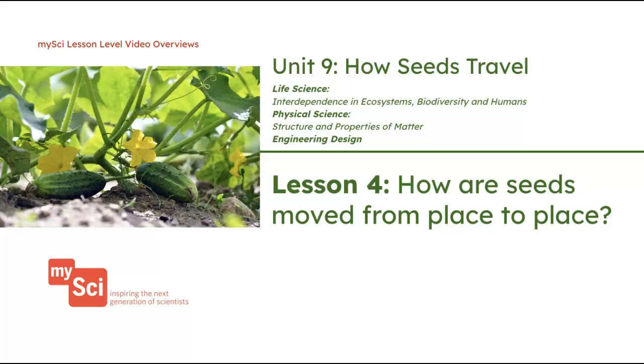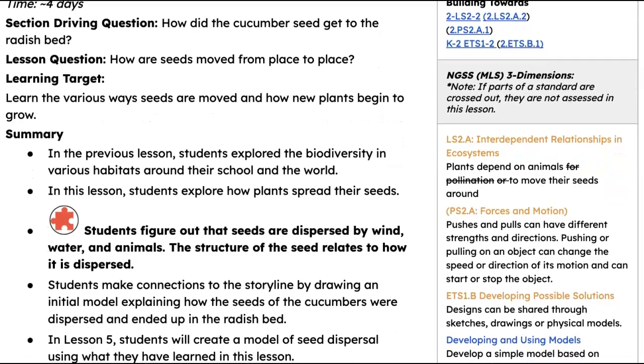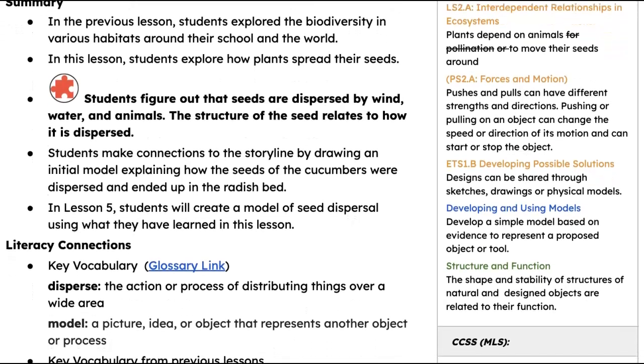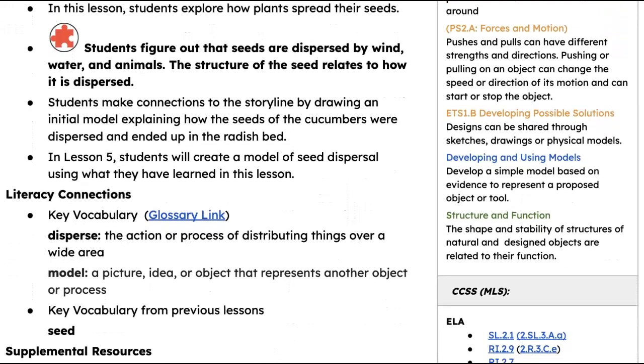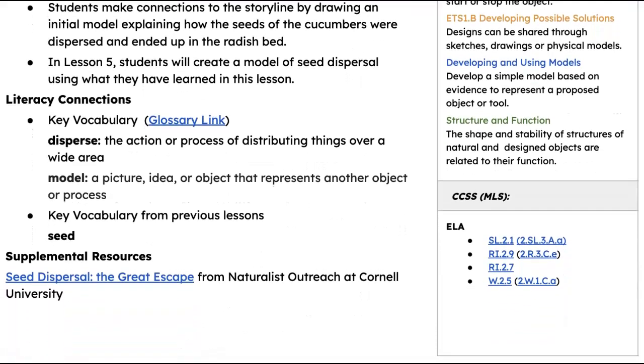The structure of seeds relate to how it is dispersed. Students make connections to the storyline by drawing an initial model explaining how the seeds of the cucumbers were dispersed and ended up in the radish bed. There are several opportunities for ELA cross-curricular connections throughout the lesson. You can look for specific standard connections in the Unit 9 Teacher Guide. This lesson will take approximately 4 days to complete.